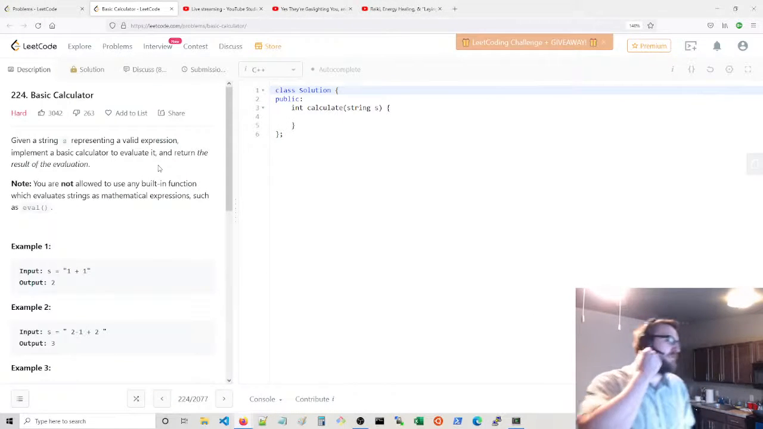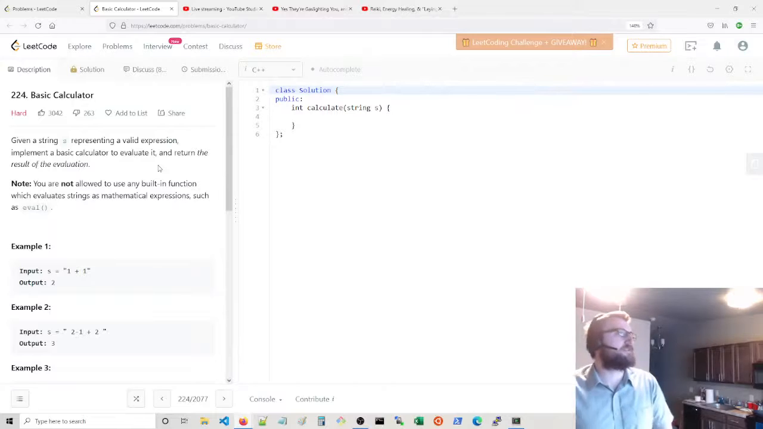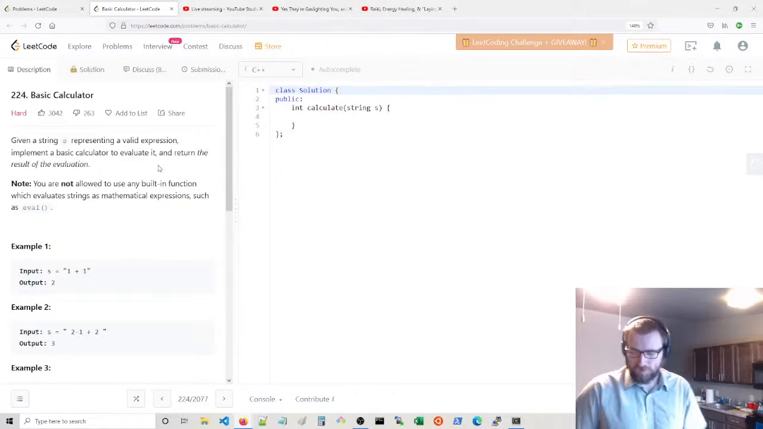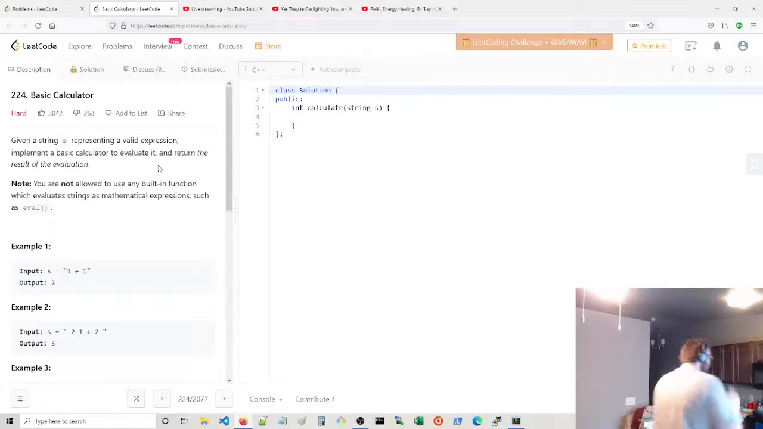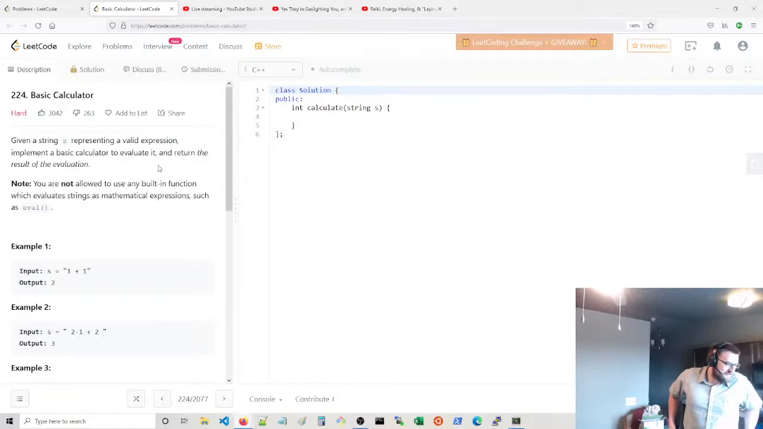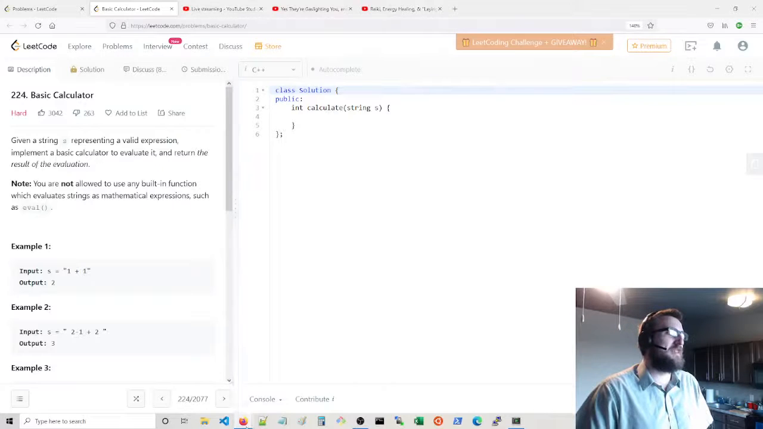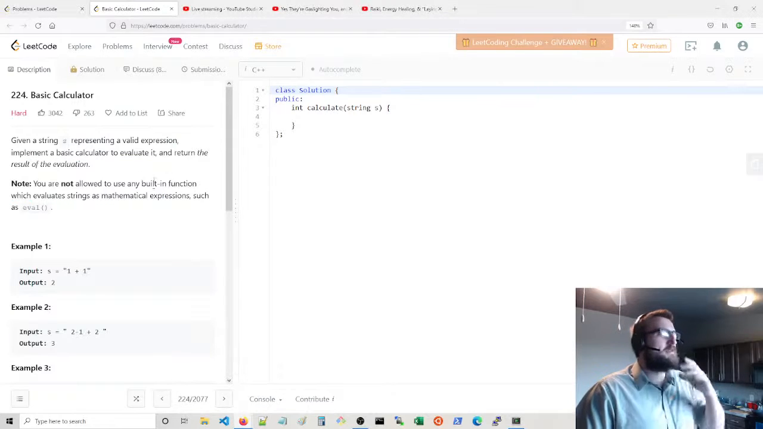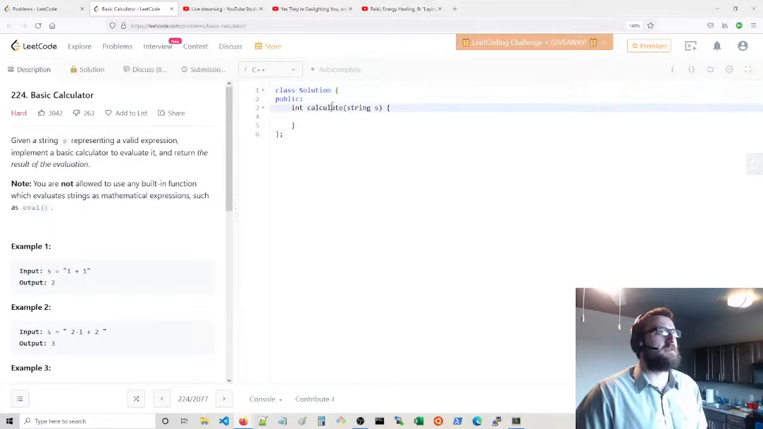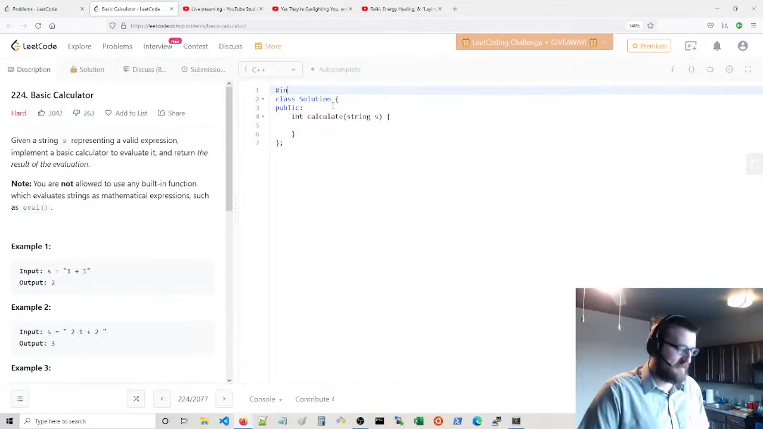Basic calculator on LeetCode, given a string S representing... okay. I know where this is going. Part of me was like, I know what this is going to be, but another part of me was not fully expecting it. No, this is exactly what it's going to be. I've solved this before a few times. This is not a new question to me.